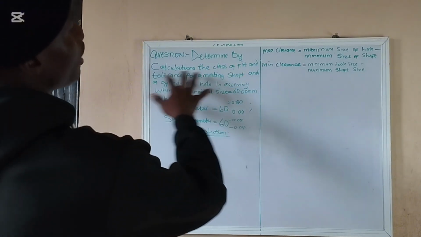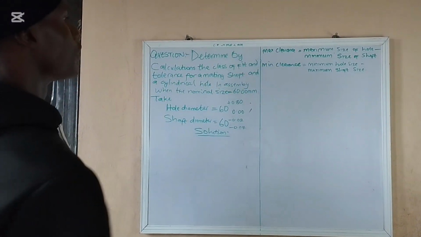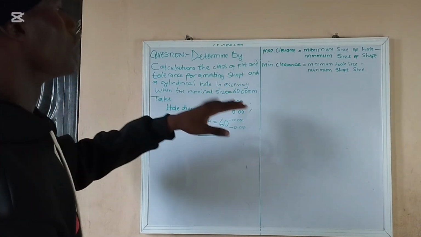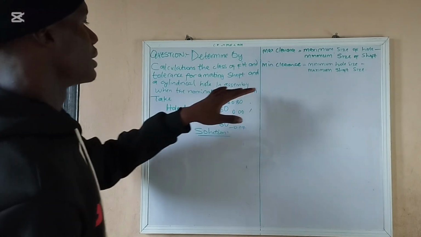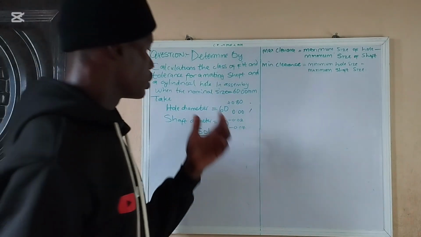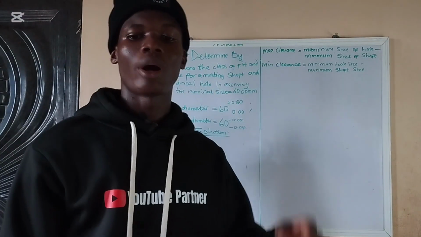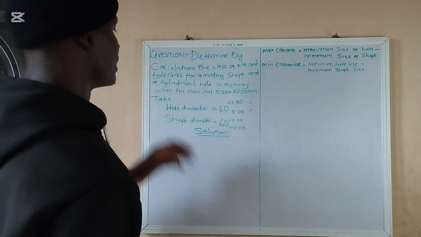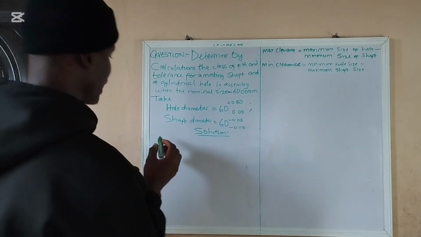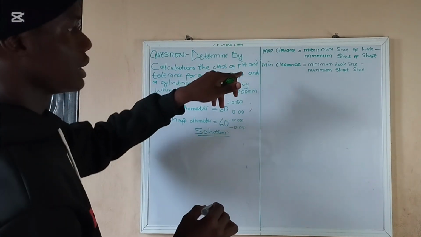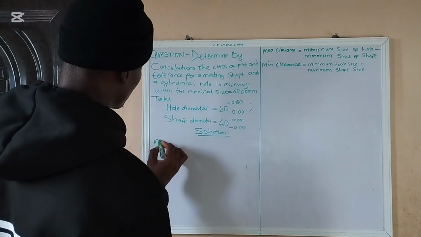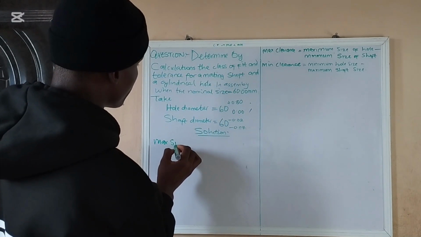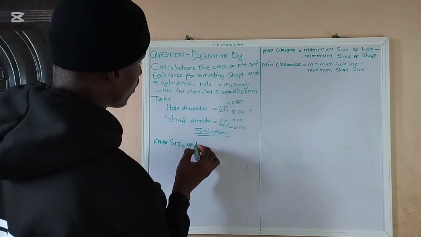We are asked to determine by calculation the class of fit and tolerance for a mating shaft and cylindrical hole in assembly when the nominal size is equal to 60 mm. We have been given the hole diameter, and we have also been given the shaft diameter. First of all, let's calculate the maximum size of the hole so that we're able to determine the class of fit.